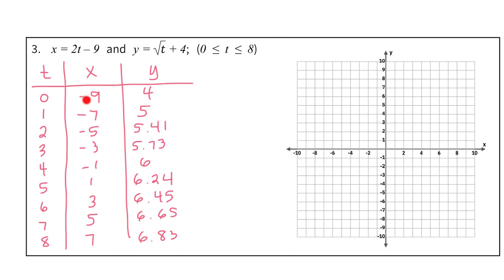Starting with that first point, negative 9, 4. So that's right here. Then I have negative 7, 5. Negative 5, 5.41. So I'm going to go to about 5.5, or a little past the 5. Negative 3, 5.73. So that's a little bit closer to the 6. Negative 1, positive 6. 1, 6.24. So that's like 6.25.